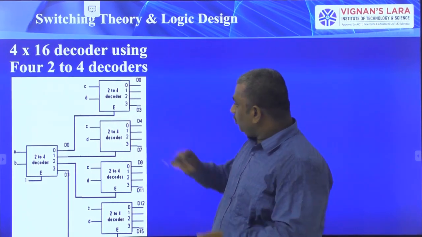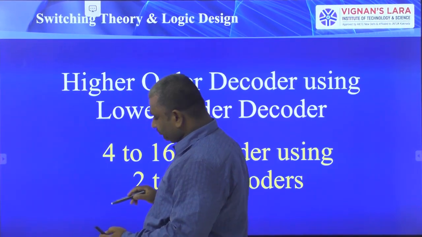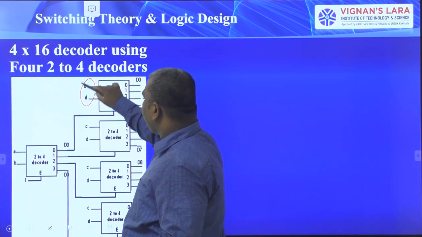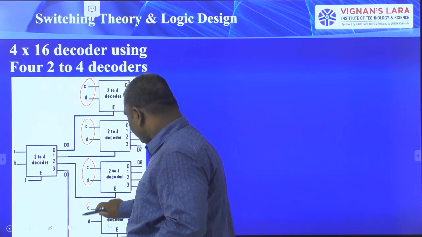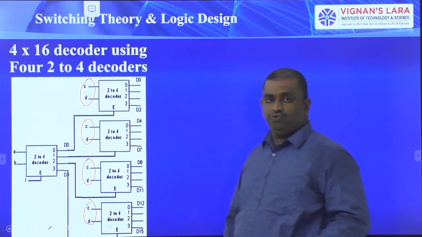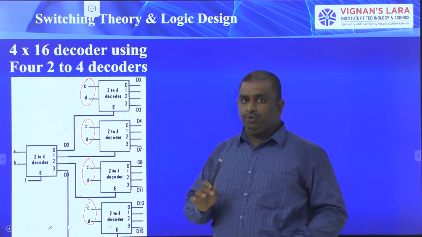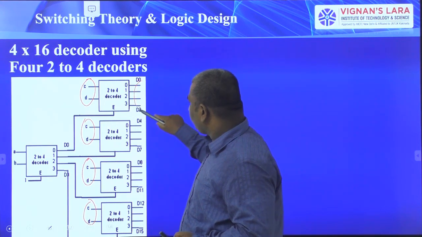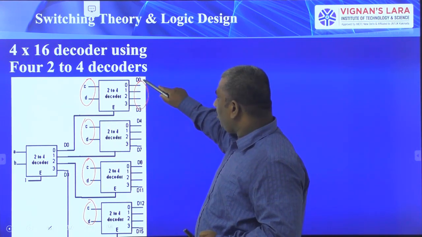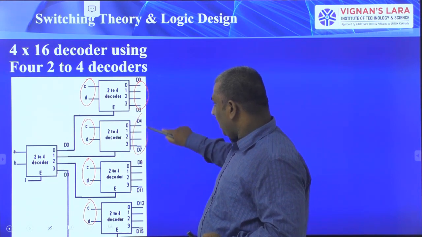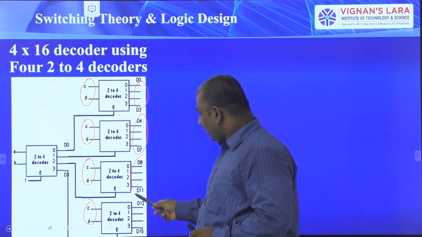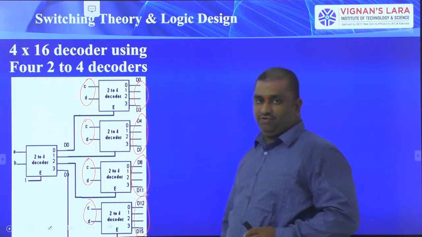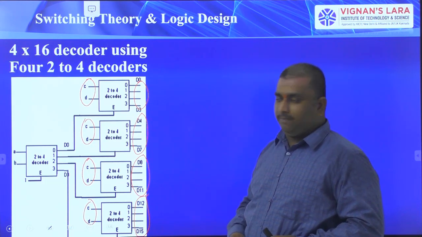So see here, I have given only CD inputs for these 2 to 4 decoders. Right? For these 2 to 4 decoders, I have given only 2 inputs. For each 2 to 4 decoder, I have 4 outputs. Here I have written D0 to D3, here D4 to D7, here D8 to D11, and here D12 to D15. Total 16 outputs are available.